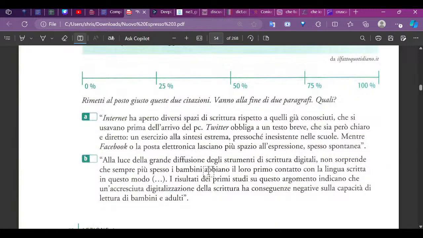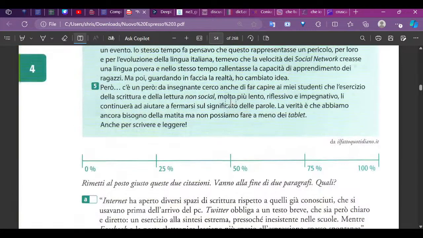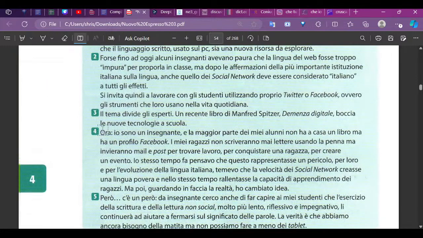Okay, so now I need to put them in the right place. Twitter is for short text, Facebook is for more expressive texts. That's basically what quote A is saying. I don't think it will be at the end of here. Okay, A.